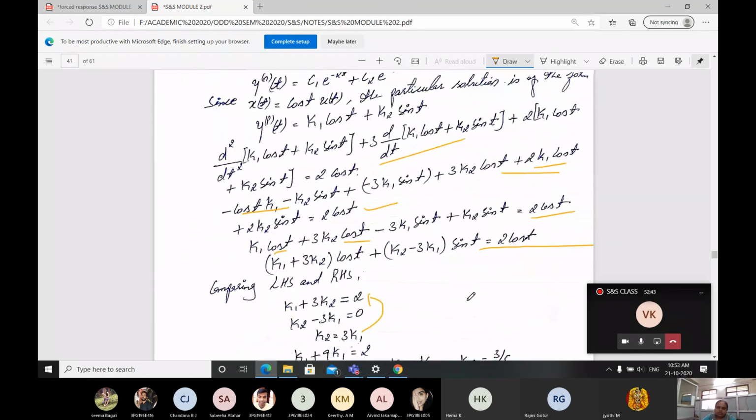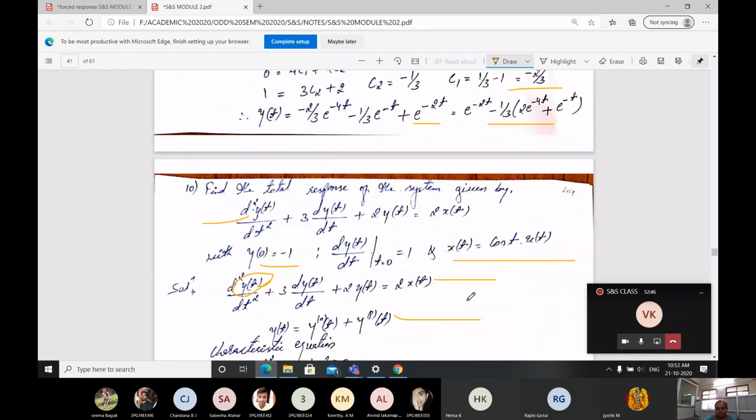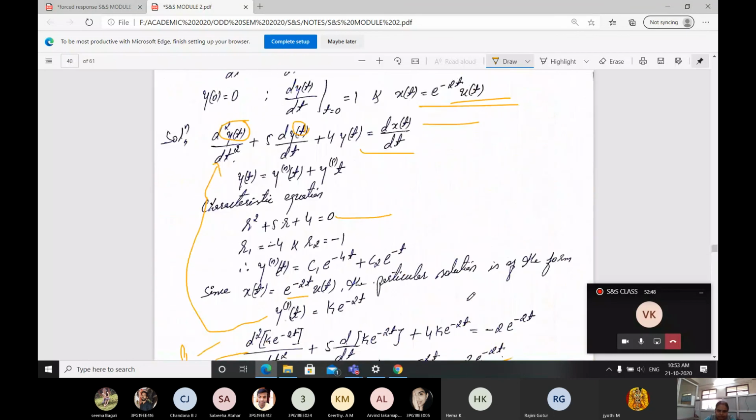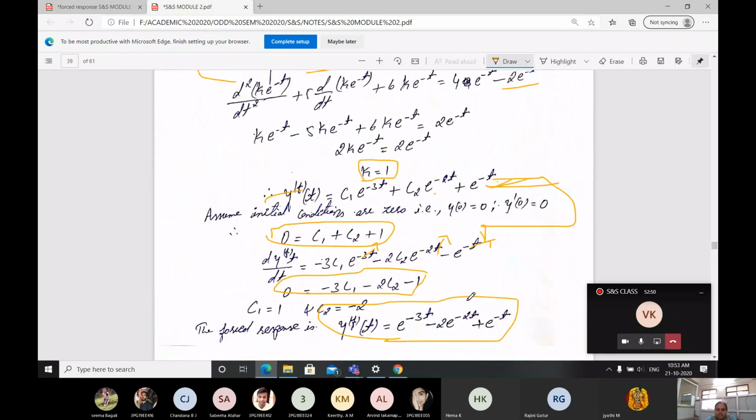These are all the problems based on continuous time signals: natural response, forced response, and also the complete response.